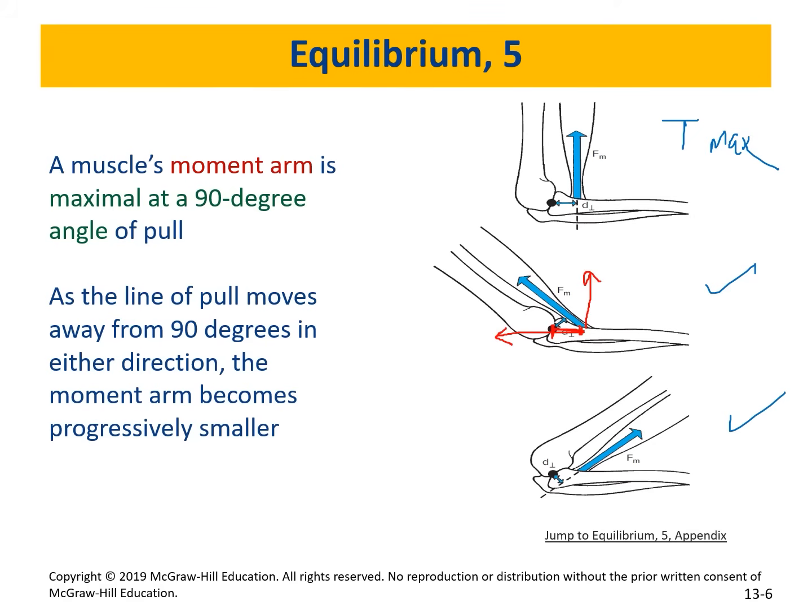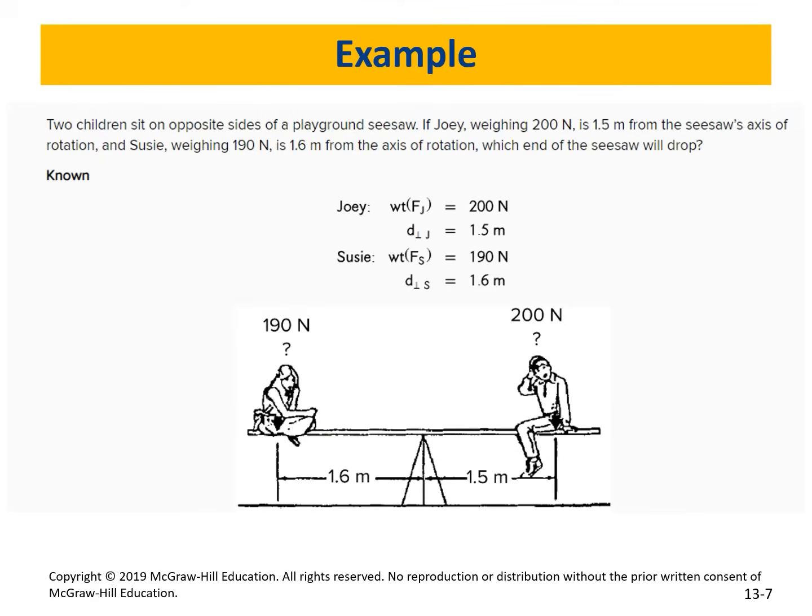So let's do this here. Let us look at this example. And what I want from you is to solve it on your own. Okay guys, so let's say we have this. Two children sit on opposite sides of a playground seesaw. If Joy weighs 200 newtons and is located 1.5 meters from the seesaw axis of rotation, and Susie weighing 190 newtons is located 1.6 meters from the axis of rotation, which end of the seesaw will drop? And so that is a torque example. And what I want from you is to draw the free body diagram first before we do the analysis.